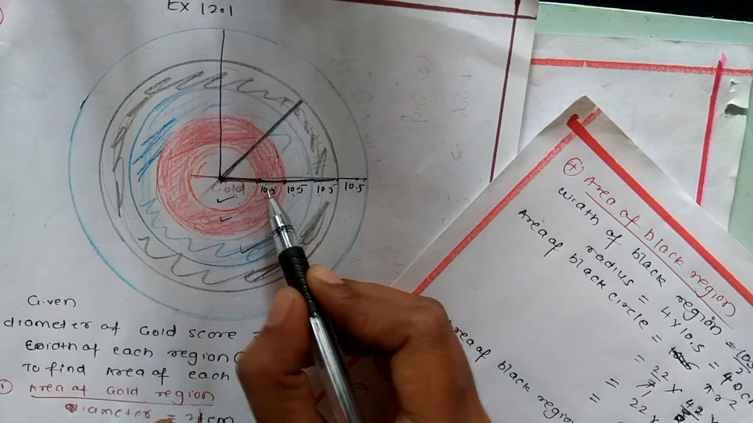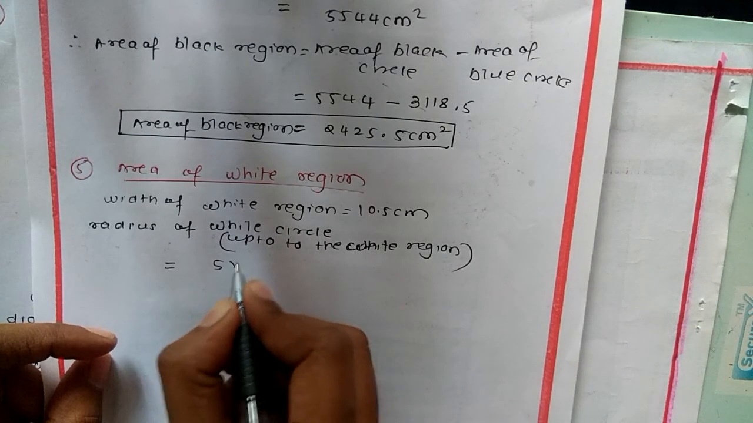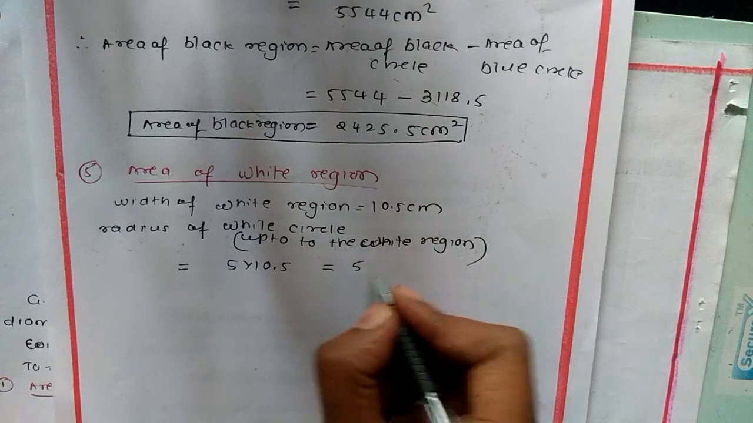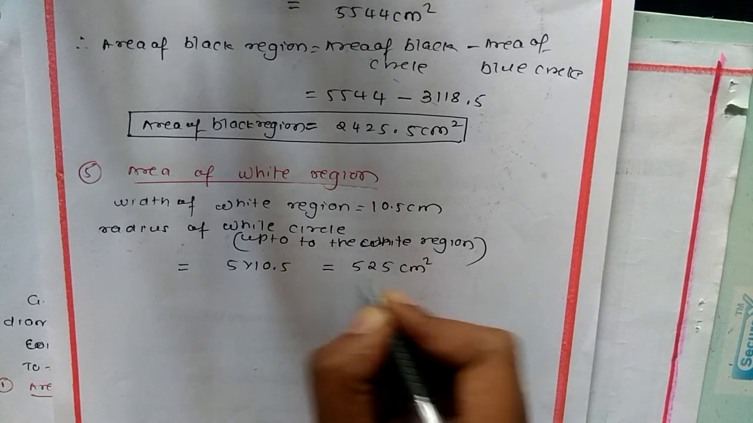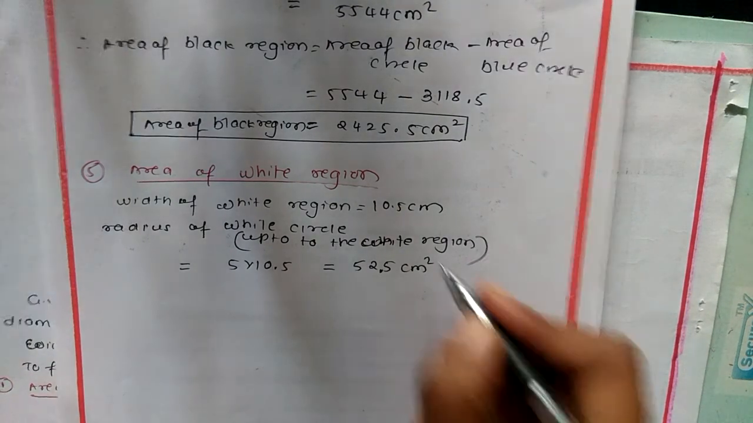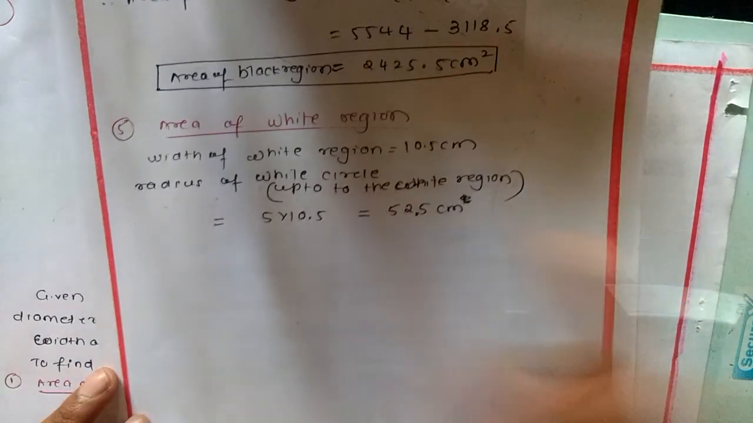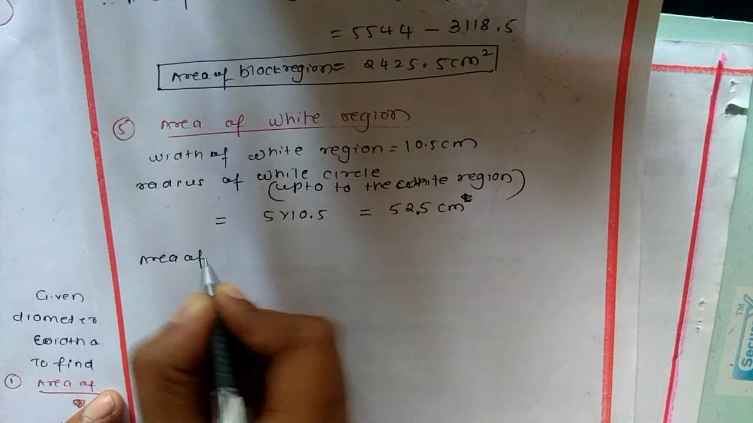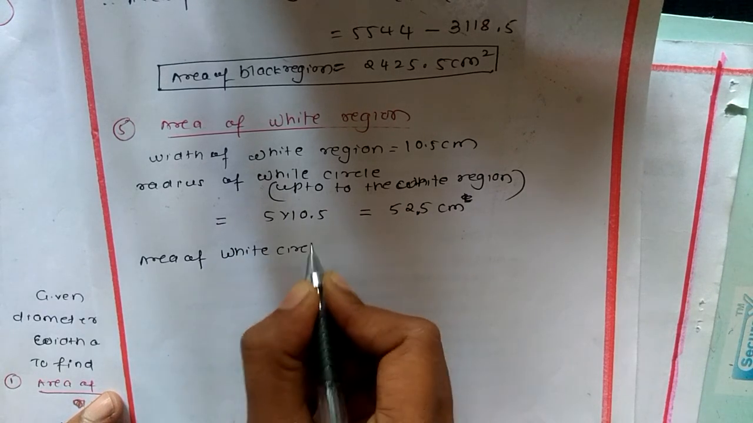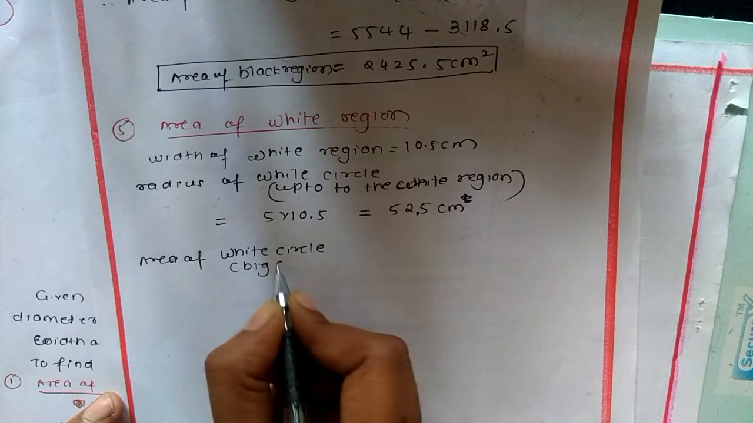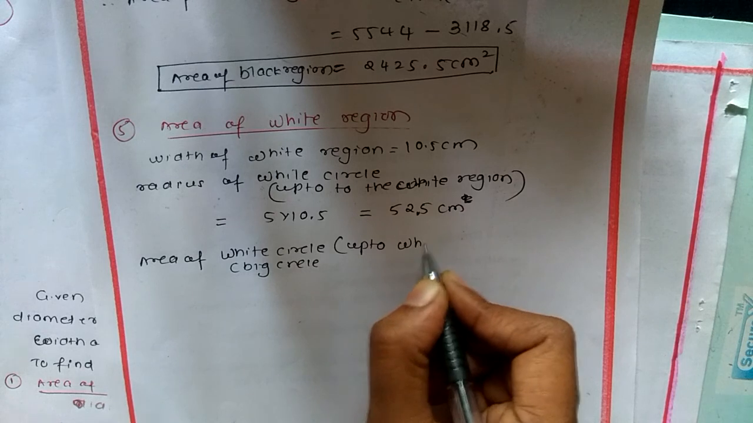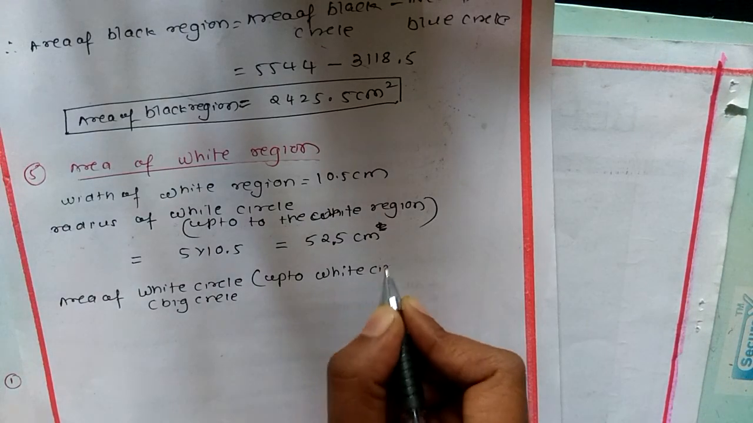So 1, 2, 3, 4, 5. So 5 into 10.5 I'll do. So I'll get the answer as 525, and after 1 place you have to put the decimal. So 52.5 is the radius of the white circle. Now we'll find out the area of the white circle. That is, the big circle, or you can take the area up to the white circle. So in 3 ways you can write this area.